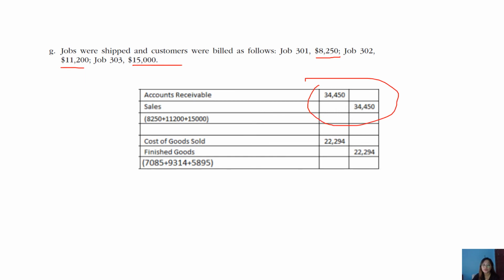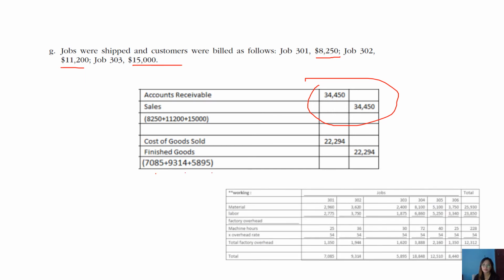And then the cost of goods sold, we have to debit the cost of goods sold and then credit finished goods, amounting to 22,294. So how did we come up with this again? By the use of our computations. So only job 301, 302, and 303 were sold. So a total of 7,085, 9,314, and 5,895 only. So a total of 22,294.